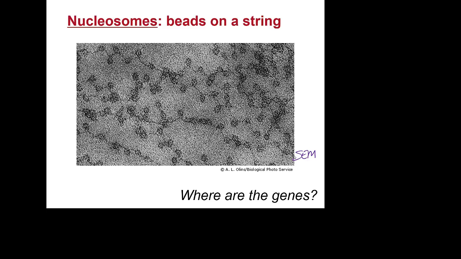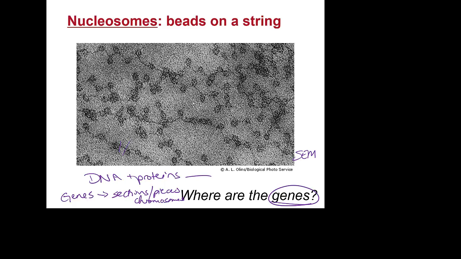So if this is DNA plus proteins, where are the genes? Well, remember, genes are sections or pieces of our chromosomes, right? So these strings of DNA that you can see are actually genes. And we'll look at what that means later on.